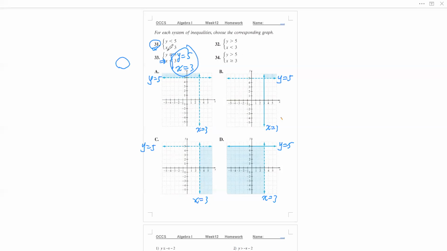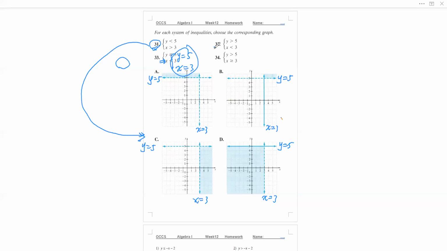And x greater than 3 is the right part. So the bottom part and right part of x equals 3, and not equal should be a dash line. So 31 should be matched to C here.